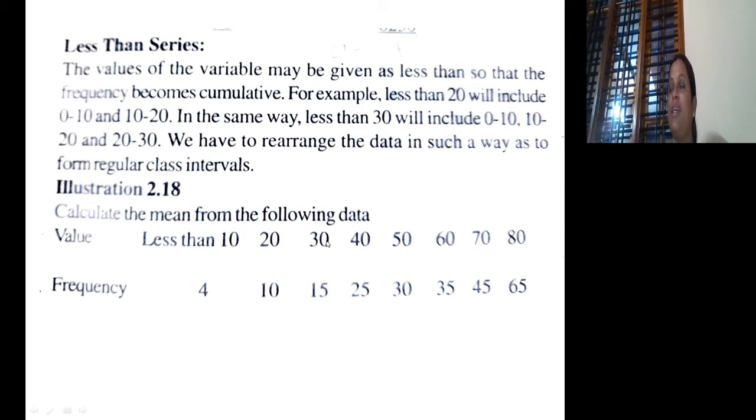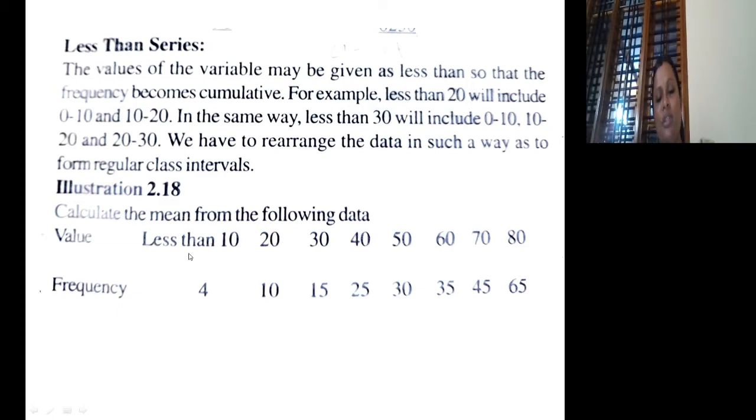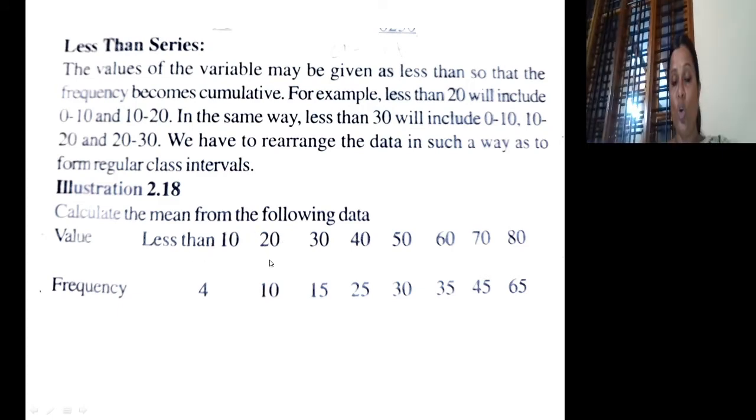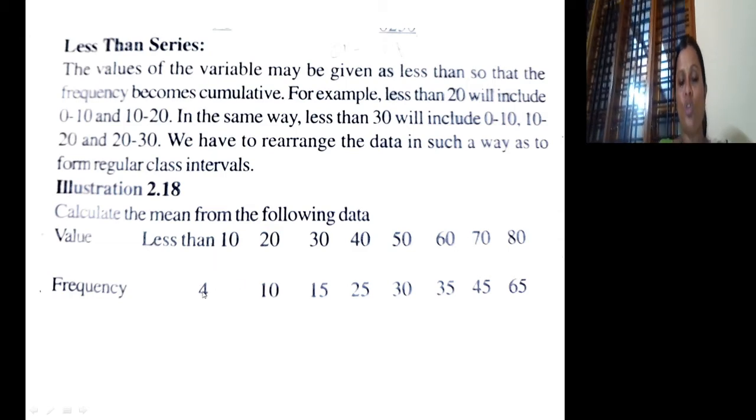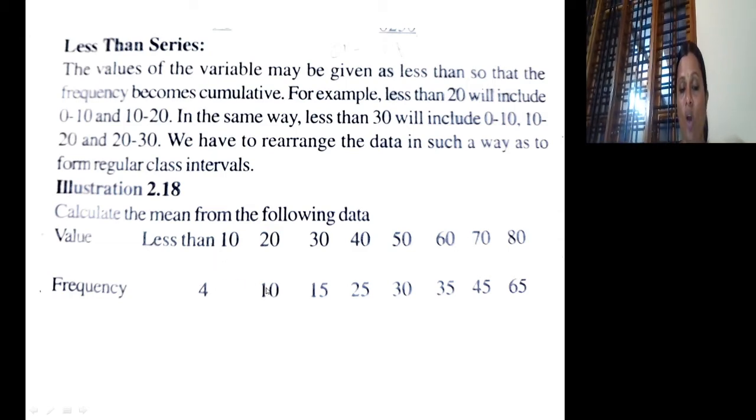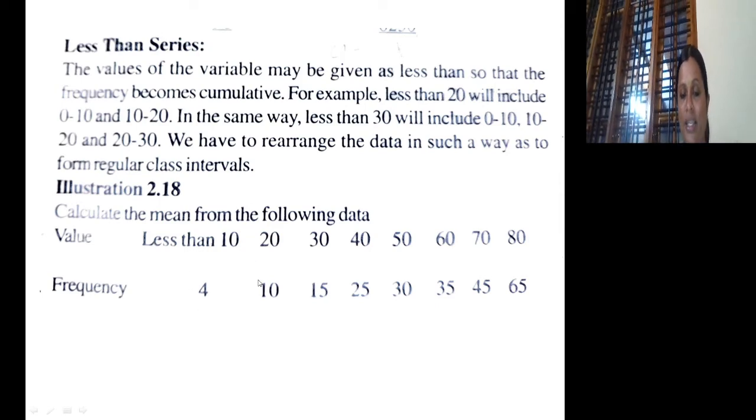When problems are less than series, definitely frequencies are cumulative in nature. Here, less than 10 means, assume that these values relate to marks scored by students. The number of students who scored less than 10 is 4. Again, less than 20 means those who scored 0 to 20, which includes 0 to 10 and 10 to 20. So 0 to 20 is 10, which means those who scored less than 10 are also included in this. This 4 is included in this.